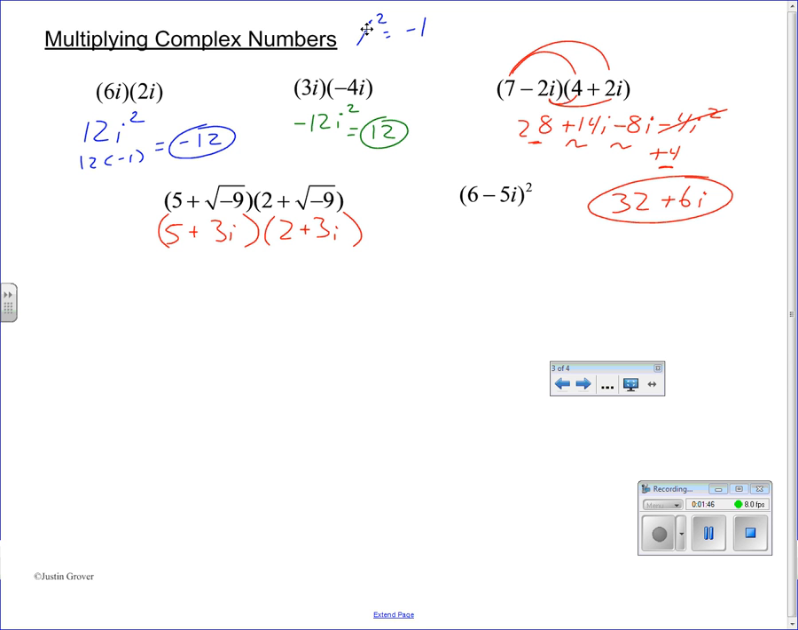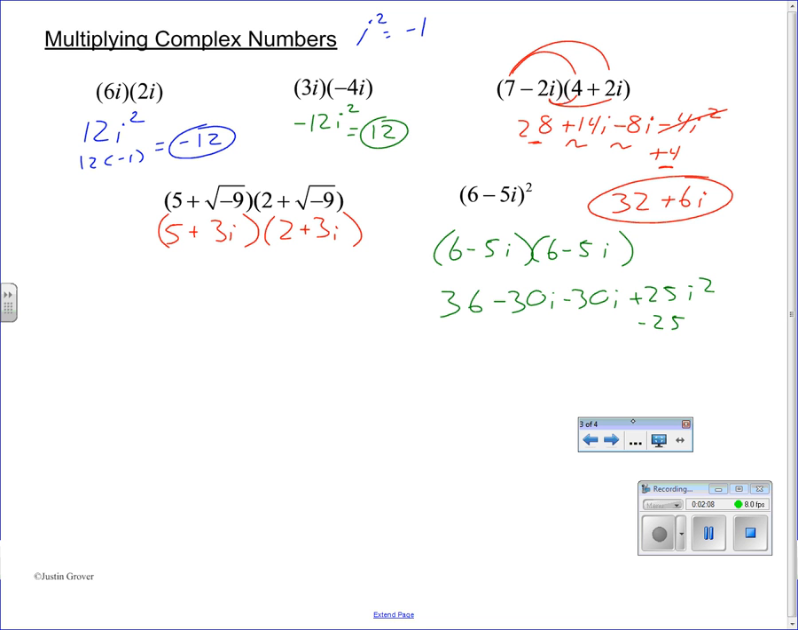6 minus 5i, the whole thing squared. Remember, something squared is times itself. So 6 minus 5i times 6 minus 5i. And again, just going through the FOIL, we will get 36 minus 30i minus 30i plus 25i squared, which becomes -25. Combined with the 36 in the front, that's going to be 11, and minus 60i when we go through the like terms.